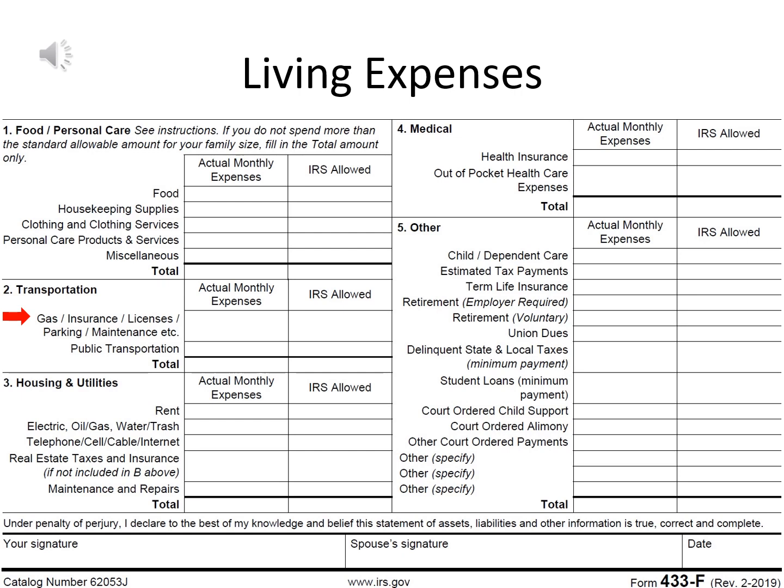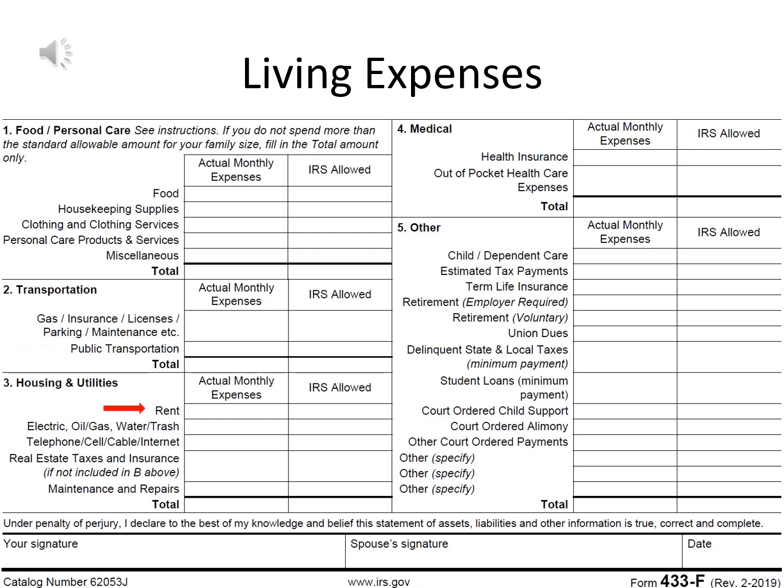For transportation, show, with all the receipts you can gather, the amount you spend each month on gas, insurance, licenses, parking, and vehicle maintenance. Include oil changes and receipts for regular maintenance. Public transportation may be proven with receipts from buses, trains, or taxis.